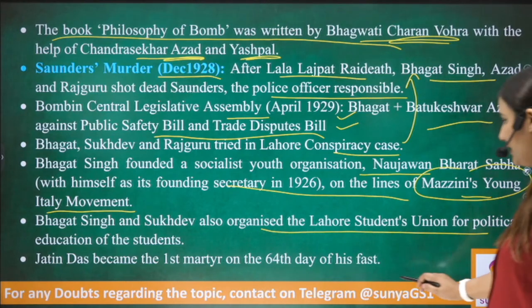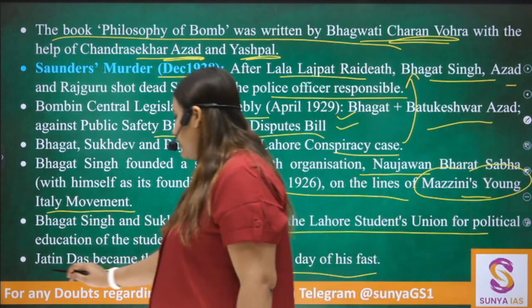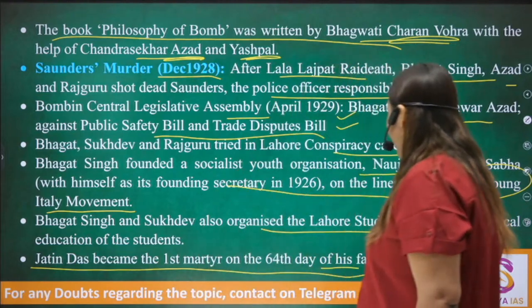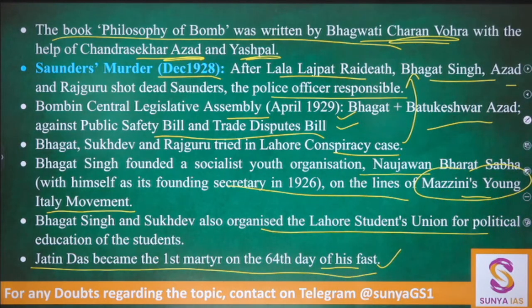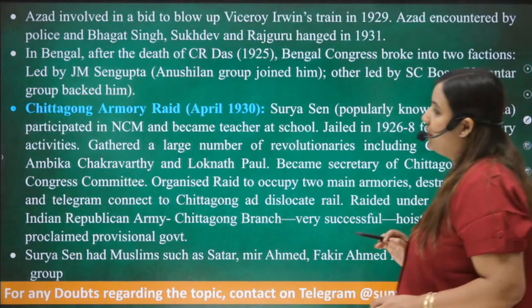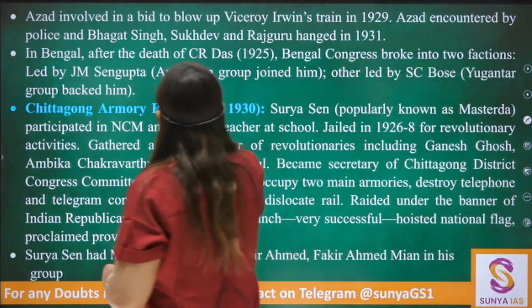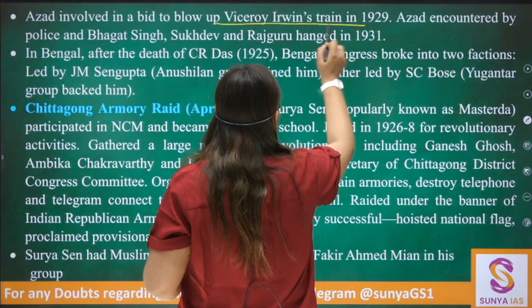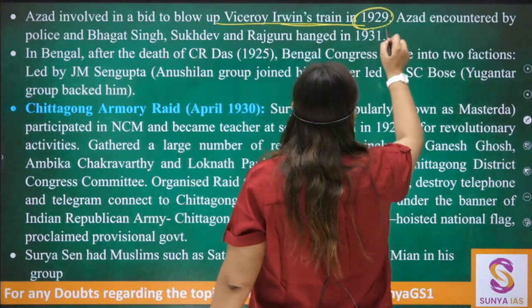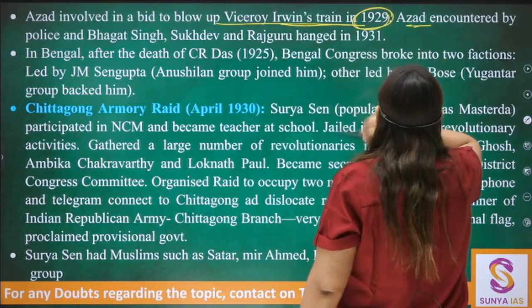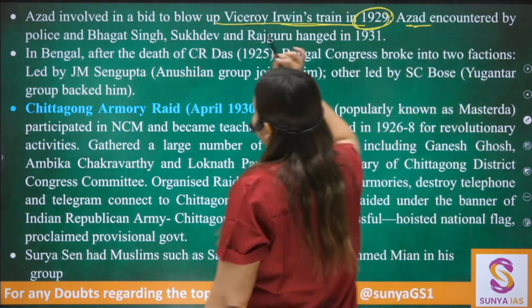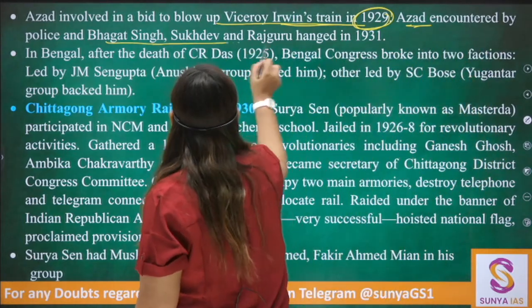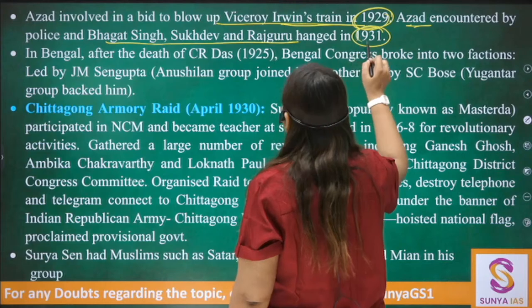Jatin Das became the first martyr on the 64th day of his fast as he was trying to protest against the Britishers. So these leaders and all these names are very, very important. Please remember, Azad was involved in a bid to blow up Viceroy Irwin's train in 1929, but Chandrasekhar Azad was encountered by the police, and Bhagat Singh, Sukhdev, Rajguru were hanged in 1931.